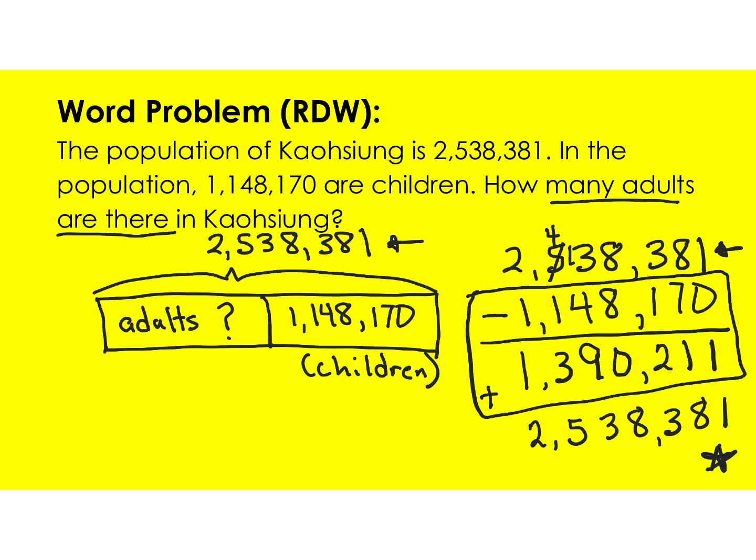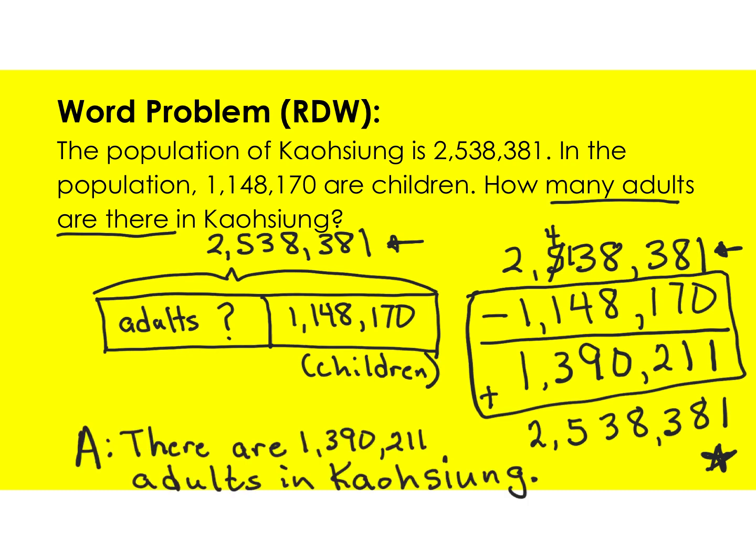Now I'm going to write my answer sentence. I almost ran out of room. There are 1,390,211 adults in Kaohsiung. That is my answer sentence. So I have three things. I have my equation, I have my tape diagram, and I have my answer sentence.